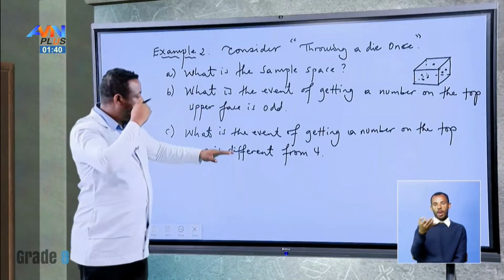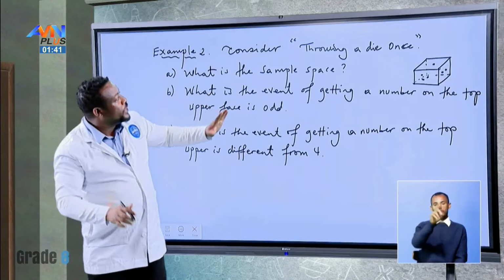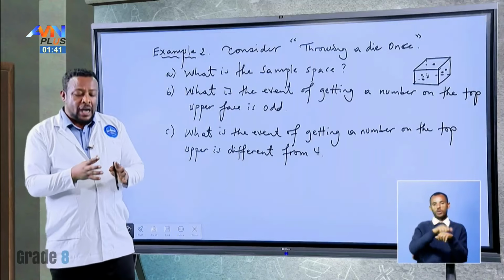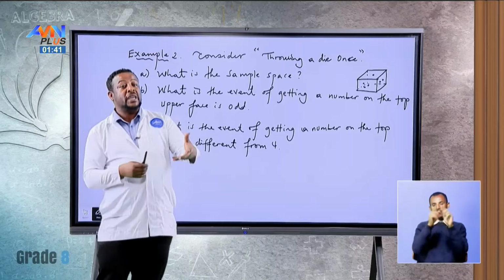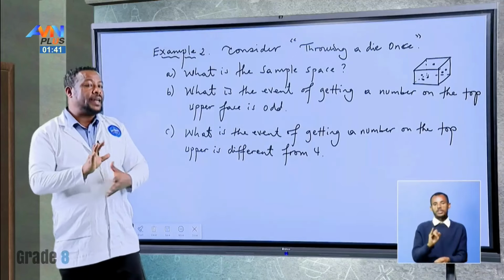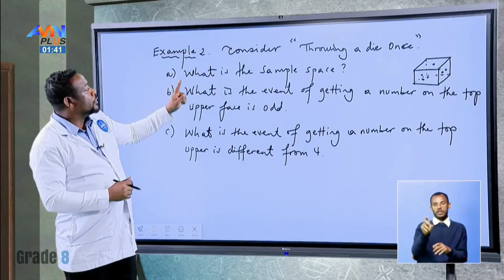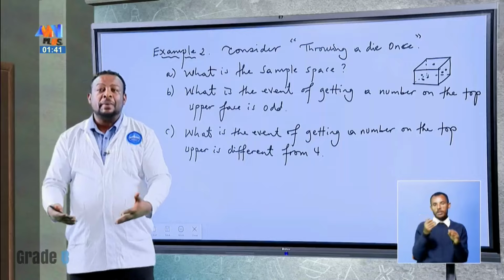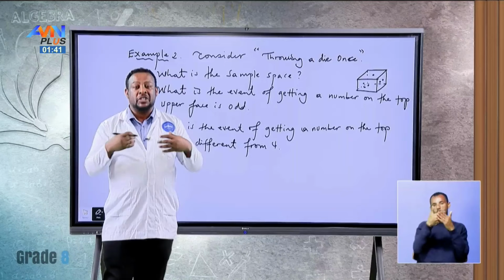Well, let me stop here. You are asked to consider throwing a die once. That means there is a certain solid figure having a shape of a cube. Each of the faces contains different numbers, 1 up to 6. So that is the situation. The experiment is throwing a die once. In this experiment, you are asked to determine the sample space. As I've said before, a sample space is the collection of all possible outcomes. So you need to list out all the possible outcomes in the experiment.